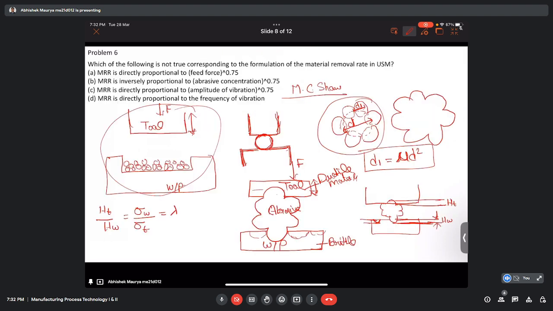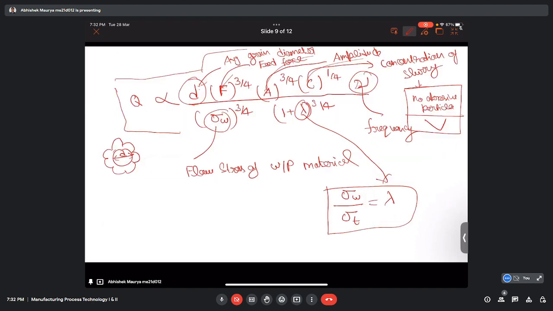So let's see what the first option is and what has been asked. Which of the following is not true corresponding to the formulation of the material removal rate in USM? The first option is that MRR is directly proportional to feed force to the power 0.75, which means 3 by 4. Let's see the formula. This is the feed force.